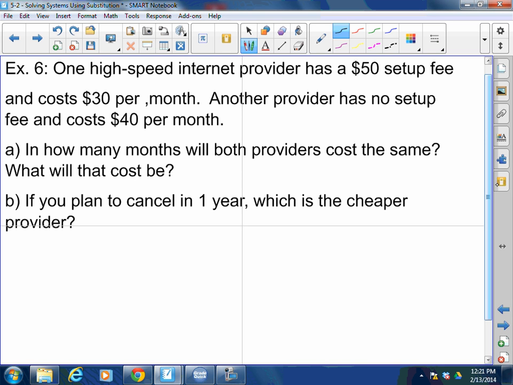People do this every day. They make choices every day without doing the math. And companies look forward to having people that don't know how to do the math, because then I could rip you off. So let's see which is the best plan. We'll call plan A the first one they talked about. One internet provider had a $50 setup fee plus $30 per month. So their cost Y equals $30 per month plus a $50 setup fee.